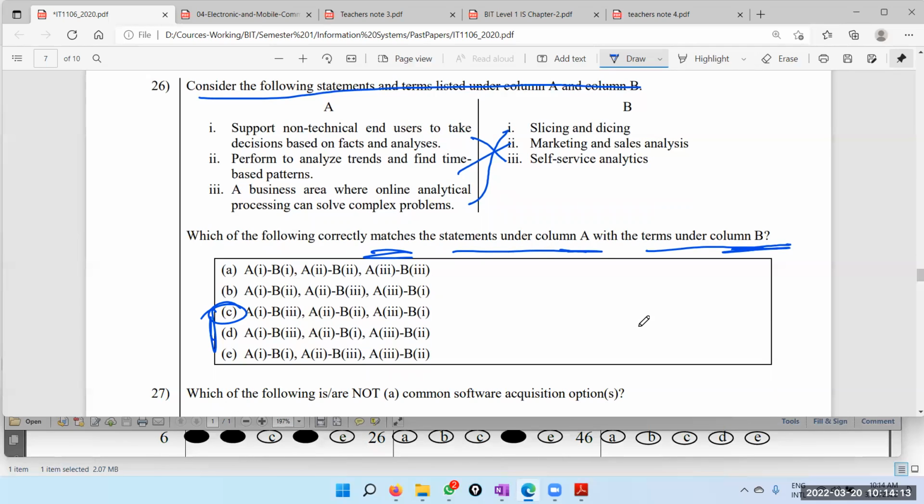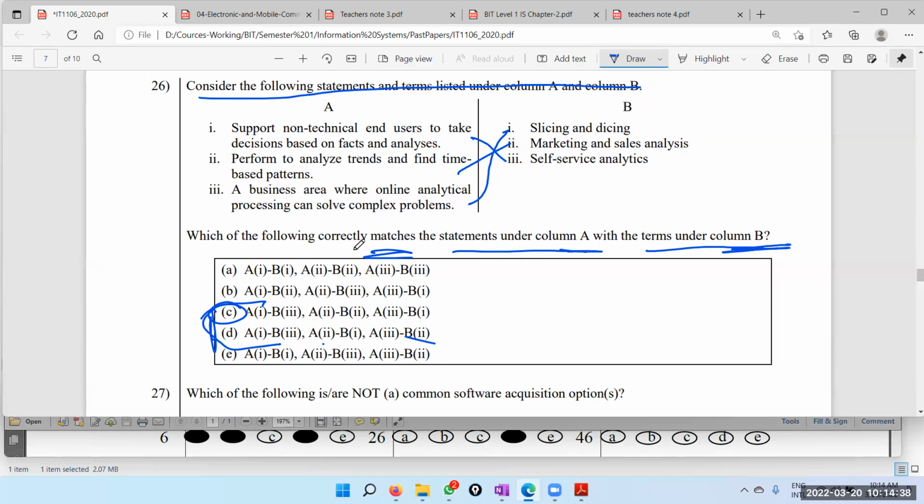Examiner has taken D. So that means 1 to 3 is okay, but examiner has taken it as 2 to 1 and 3 to 2. Yeah, and 2 to 1. You can perform and analyze trends and find time-based patterns. Slicing and dicing. Right? About slicing and dicing, time dimension.